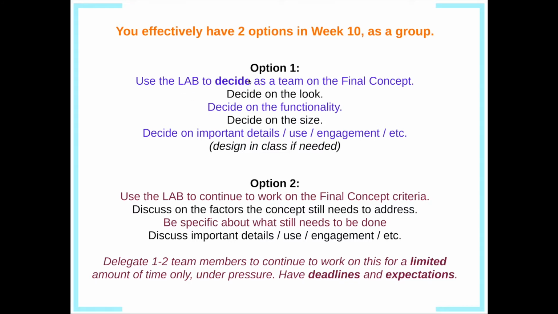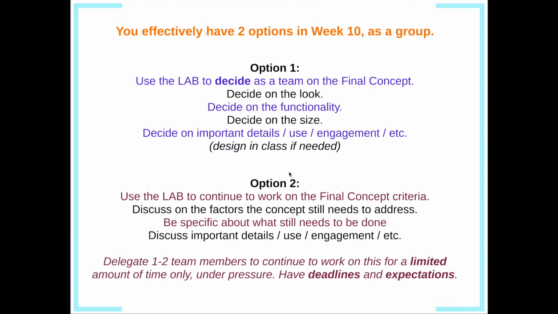Option one is use the lab to decide as a team on the final concept, what the look is like, how the functionality works, the size, decide on important details, use engagement, etc. Design in the class if needed. We'd be expecting to see you actually effectively drawing in class on paper, because that's what designers do. So if you have a big pad of paper out in front of you, maybe actually what you do is sketch out and draw out what the final design is and finalise that in the class, and then when you separate this week and go independently working again, you'll know what you need to do.